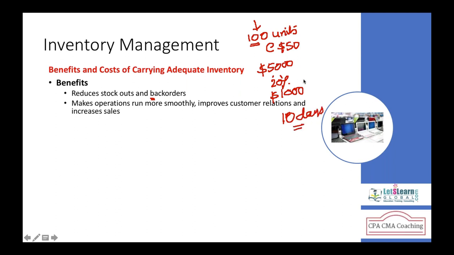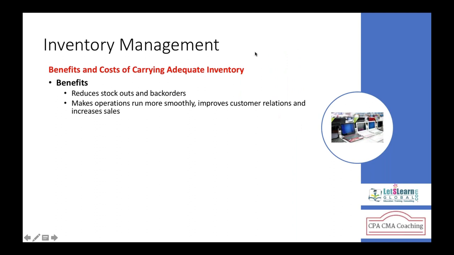So make sure that by accepting this $1,000, you're bound to deliver the 100 units at the rate of $50 in 10 days' time from now. Such type of order is called a back order. It's very sensitive. Why? Because within 10 days, you need to arrange the goods. If you are not able to, then you lose customer relationship, trust and all. So having enough inventory, you can avoid this kind of issues.